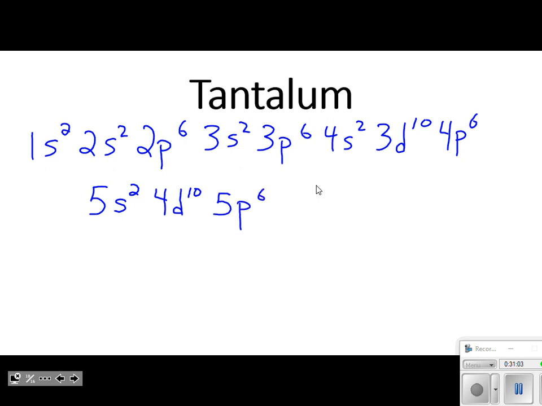And then comes 5p6. So now where am I at? What element am I at now? Xenon. Okay. Questions for me yet? Any of it making sense? You seeing the patterns? We're not finished with this guy yet. We got some more to do yet. What's after the 5p6? 6s2.